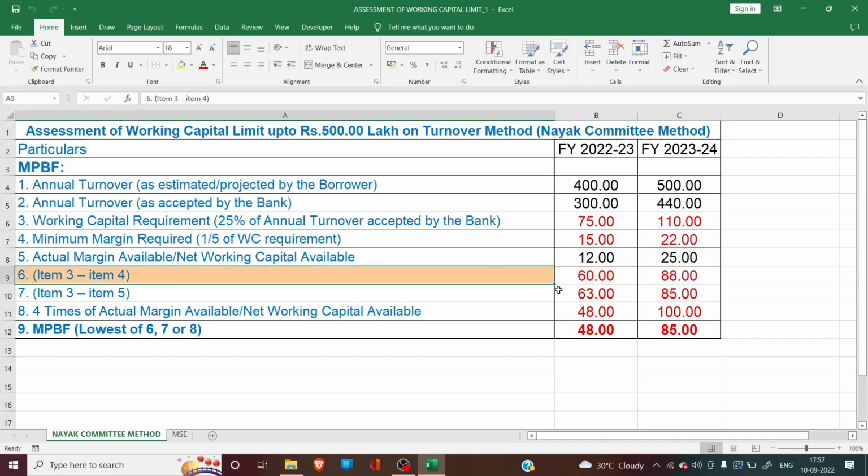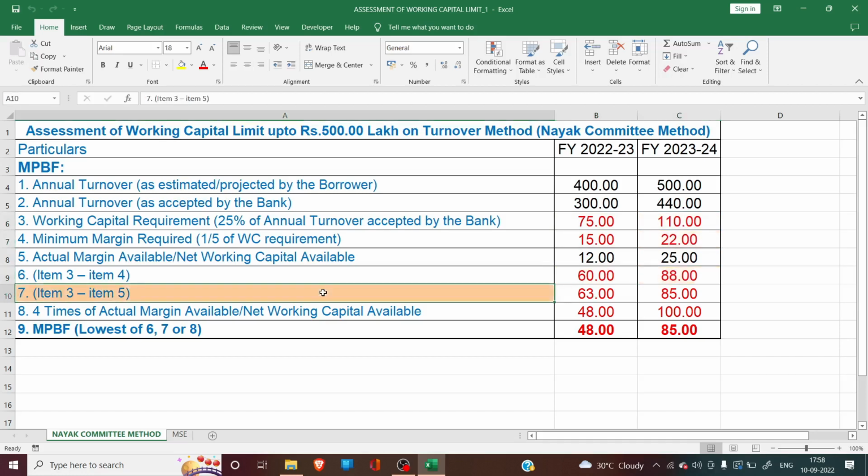Now, in this cell we get what should be the MPBF under ideal situation, that is the working capital requirement minus the minimum margin required. Here working capital requirement is 75 lakhs, minimum margin required is 15 lakhs. So in ideal situation, the MPBF would come to 60 lakhs, that is 75 lakhs minus 15 lakhs for financial year 22-23, and for financial year 23-24 it would come to 110 lakhs minus 22 lakhs, that is 88 lakhs.